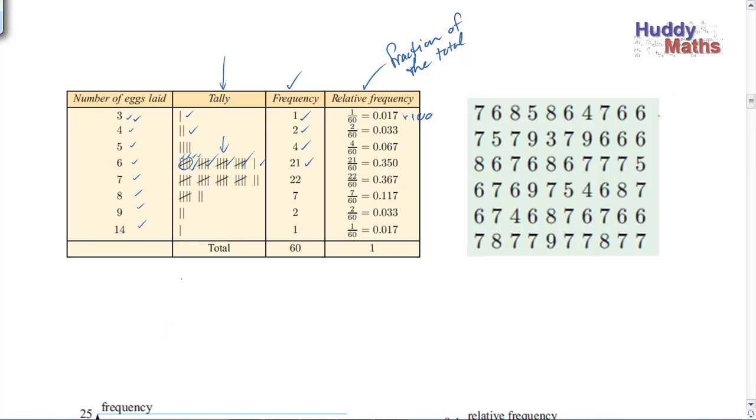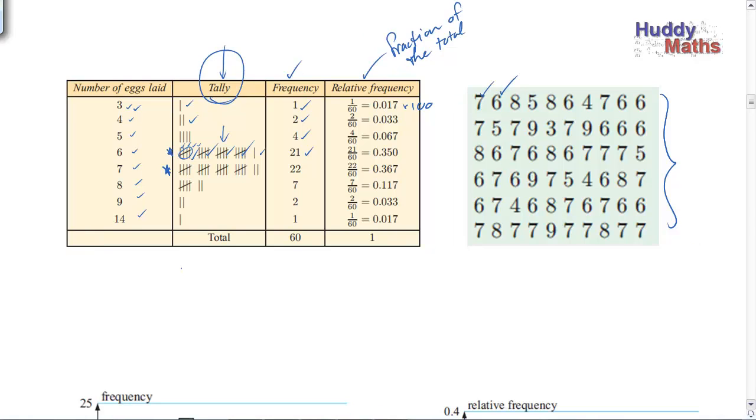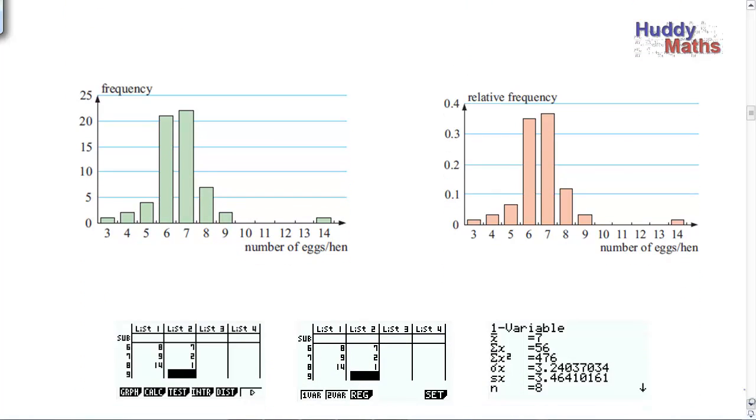So we've got all these numbers, and we've gone through and said a 7 is down here, we put a stroke in this group. A 6, put a stroke in this group. Get the idea. So when we've listed our data, we tally it up, and then we do these calculations. We've got a frequency, and then a fraction in each group, a relative frequency. Let's see what we can then do with it in a graph situation.